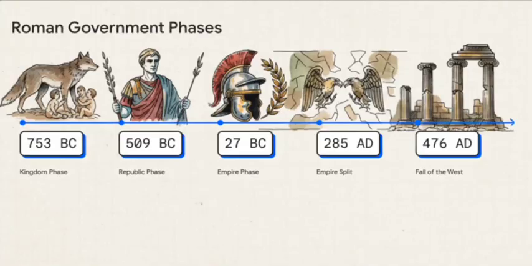So, looking at the big picture from 753 BC to 476 AD, this gives you a great mental map of how Rome's government drastically shifted. We're talking kingdom to republic, republic to empire, and eventually the whole thing fracturing.